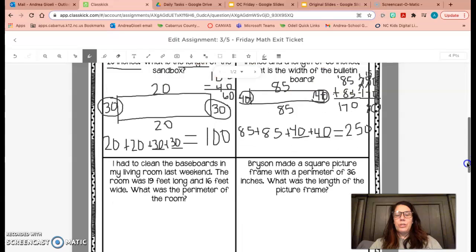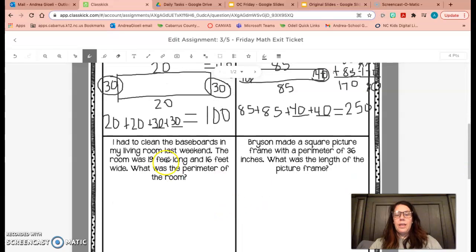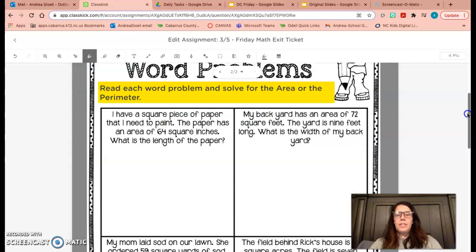All right, guys, so your job is to continue on. If you'll notice, you see perimeter. What is the perimeter? And if you go to the next slide, this one is actually asking for your area. It is given your area. So it looks a little bit different when we have a square piece of paper that I need to paint. So remember, we have a square, and I know that my area is 64. So it's going to equal 64.